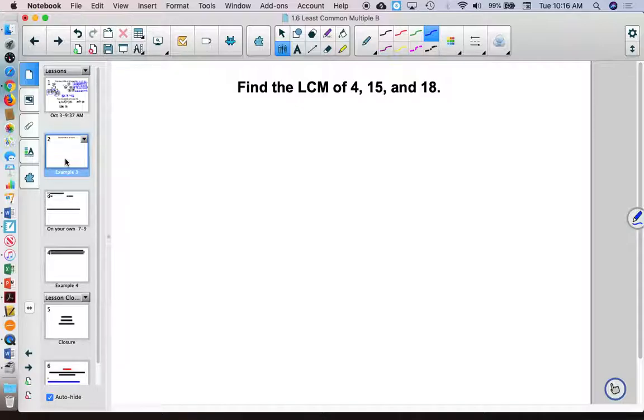So are you going to list the multiples or do you want to do the tree? Your call. Do what you want on your paper. Just do the math.